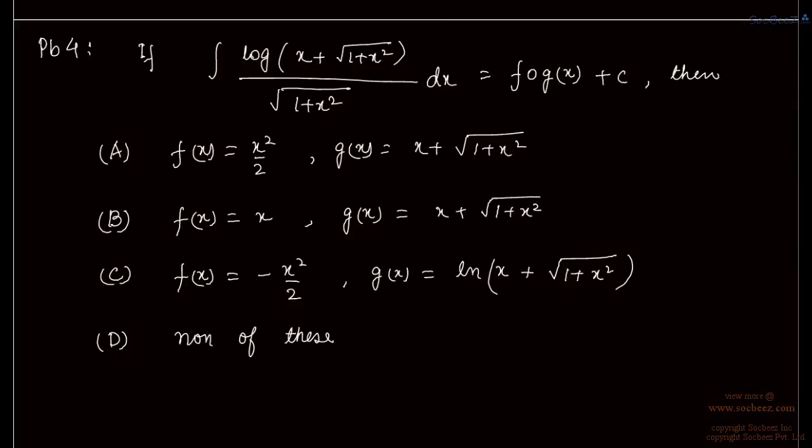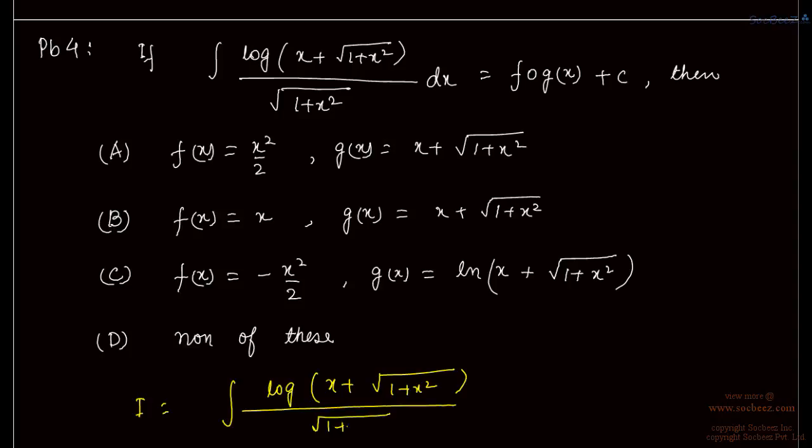if the integration of log of x plus root under 1 plus x square upon root under 1 plus x square dx is something f of g x, which is a composition of two functions, then we have to find f x and g x. So let us evaluate the integral, which is log x plus root under 1 plus x square upon root under 1 plus x square dx.